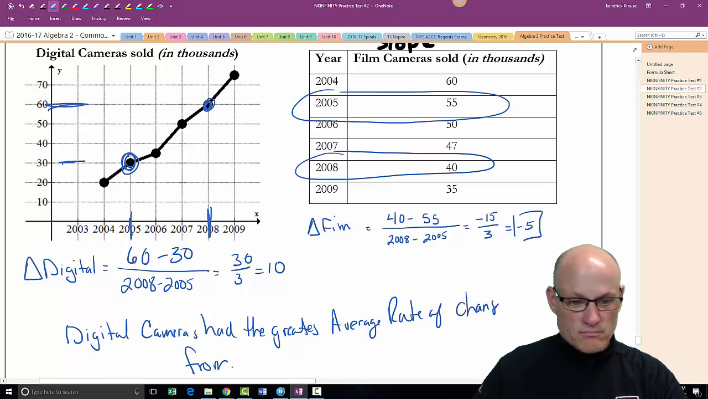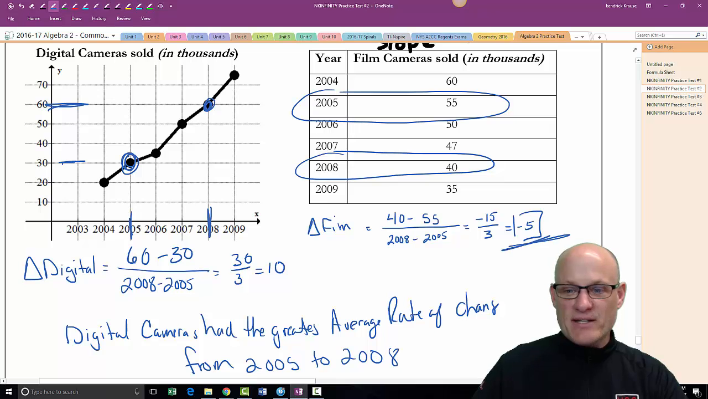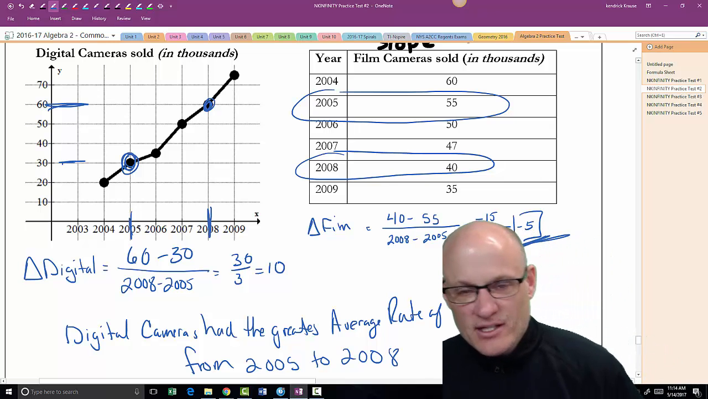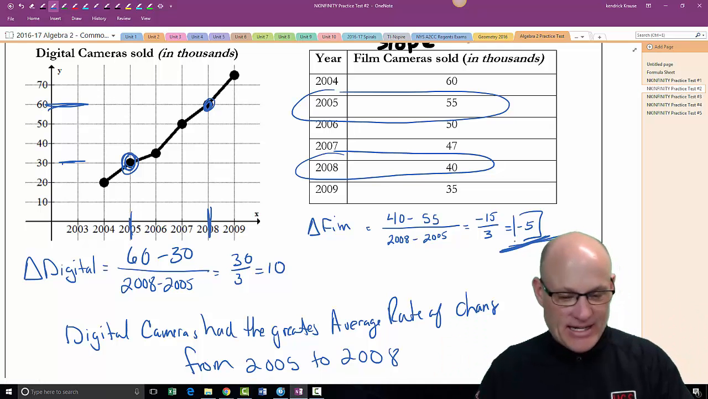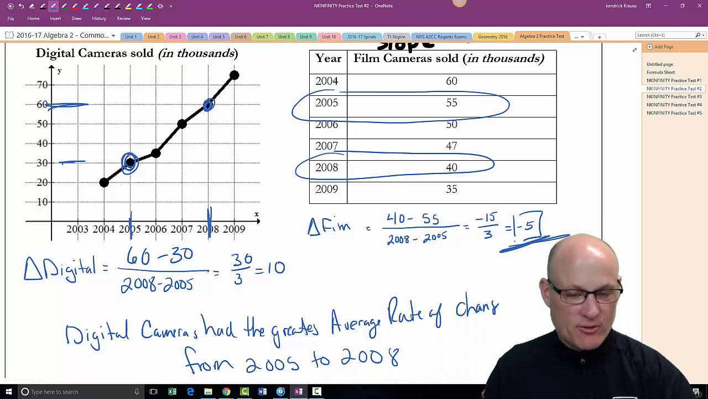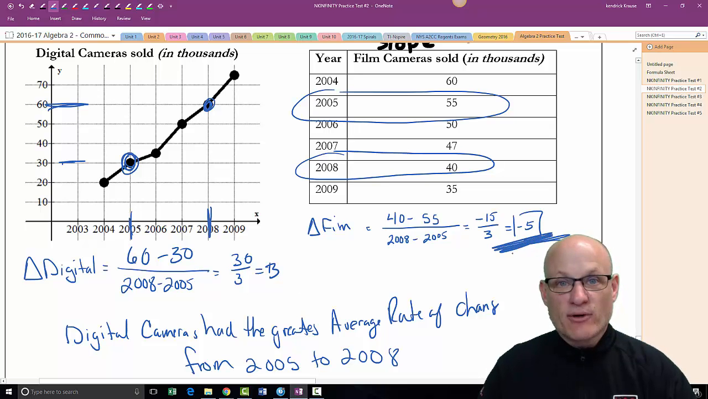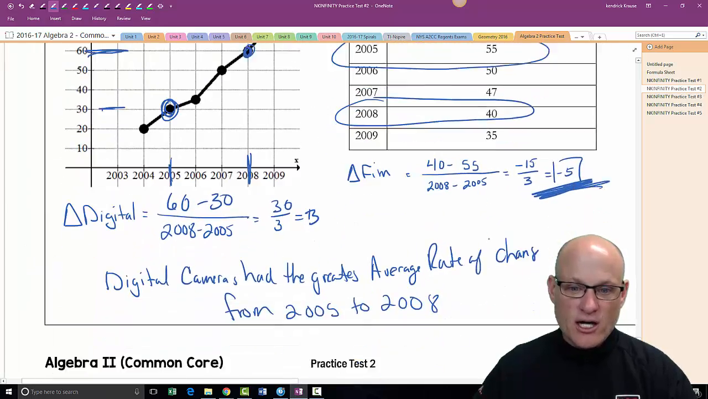from 2005 to 2008. Okay? And now, by the way, it makes no difference that that was negative. Remember, the rate of change is just the magnitude of the thing, not necessarily whether it's negative or positive. If this turned out to be negative, if this turned out to be positive 3, then this would have the larger average rate of change. Again, it makes no difference whether it's positive or negative for average rate of change.